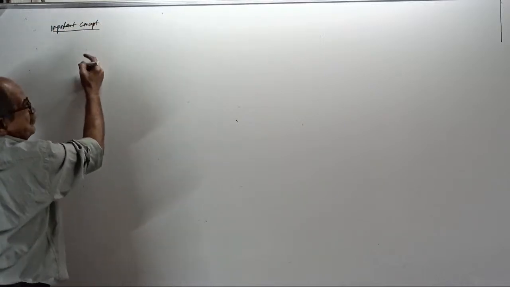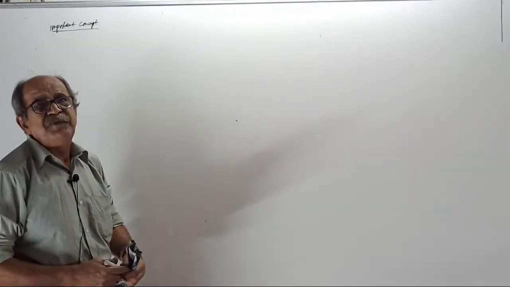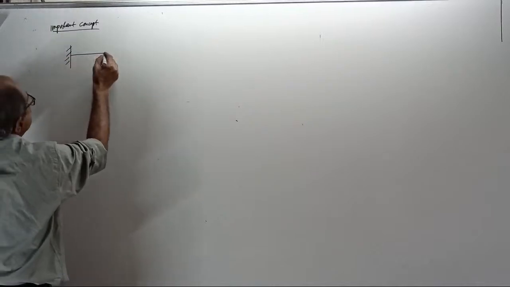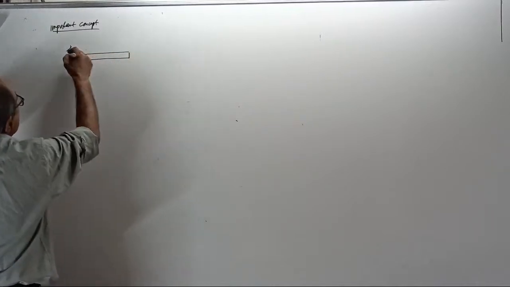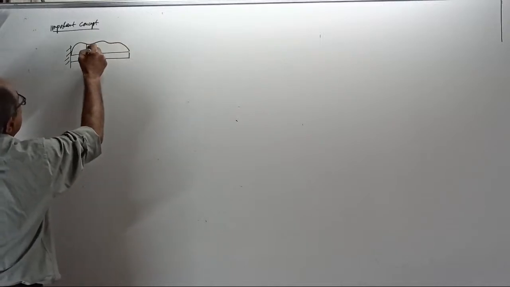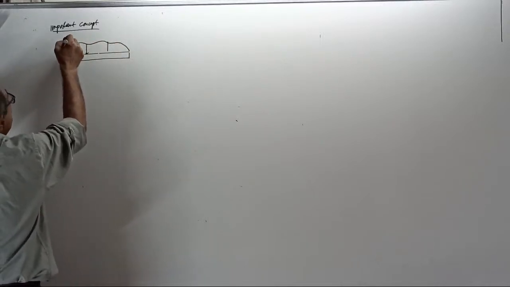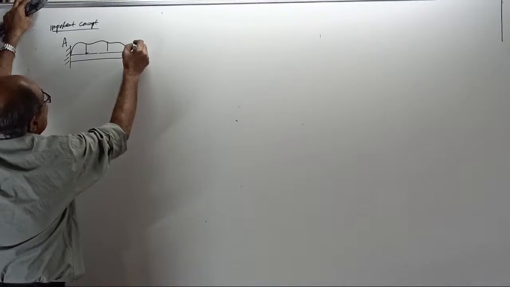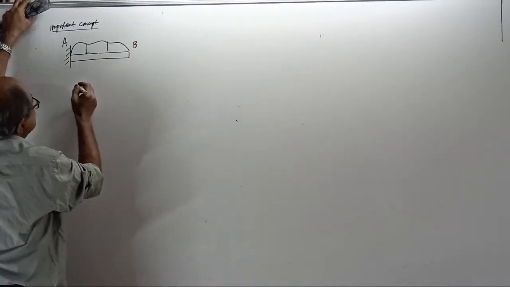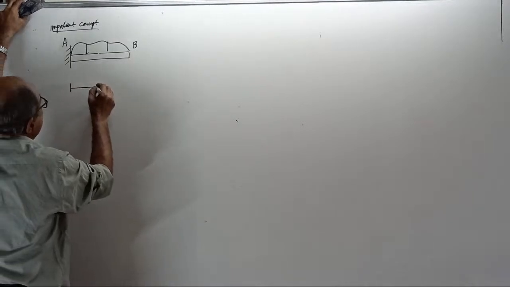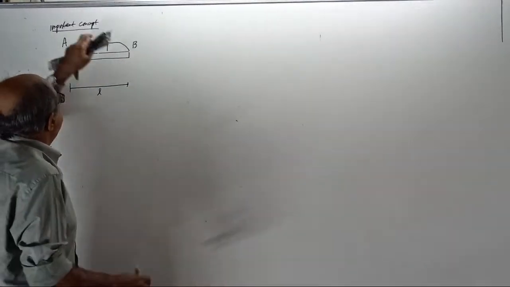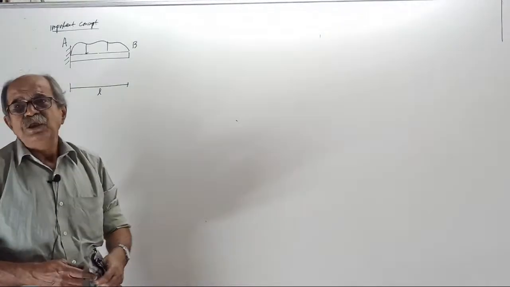Do not memorize left side fixed, right side fixed. One side is fixed, one side is free. Imagine a cantilever this way, with some random load, any type of loading. Don't memorize A: A is the fixed end, B is here, the free end. Any length will do; imagine the length is L. Now, if a standard formula is applicable, you can happily use it.